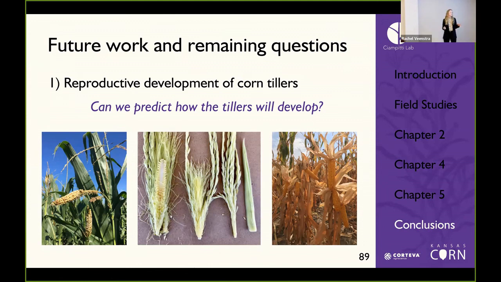But understanding when we're going to get a tassel ear on a tiller versus this normal development that leads to ears that we can harvest, right? All the ears you see here, like 5 ears in this picture, are on tillers. So they can put ears on, but when and why is something that we're still not sure about.